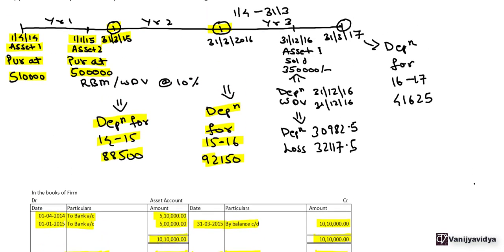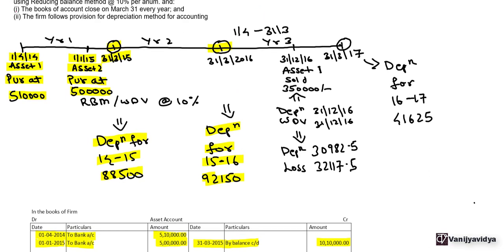Next, in year 3 there is a sale of an asset on 31st December 2016. Asset 1 sold for 3,50,000, and we have already calculated the depreciation and loss on the sale of the asset. So depreciation till the date of sale on asset 1 is 30,982.5 and the loss is 32,117.5.